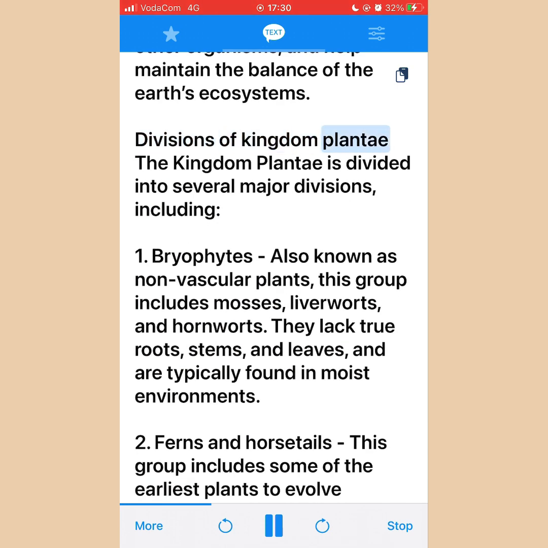Divisions of Kingdom Plantae. The kingdom Plantae is divided into several major divisions, including 1. Bryophytes, also known as non-vascular plants. This group includes mosses, liverworts, and hornworts. They lack true roots, stems, and leaves, and are typically found in moist environments.